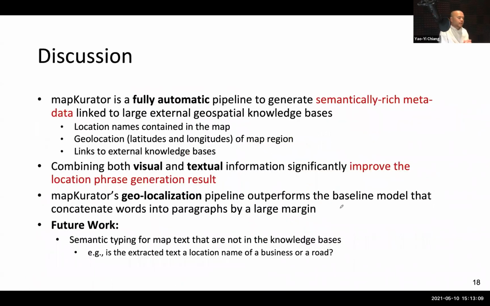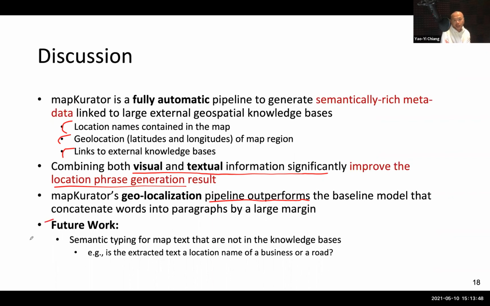So, in discussion, I showed you Map Curator is a fully automatic pipeline to generate semantically rich metadata linked to external knowledge bases. Map Curator can generate location names contained in the map, geolocation of the map region, and links from the map content to external knowledge bases. Map Curator combines both visual and textual information to significantly improve location phrase generation. Now we know Los Angeles should be Los Angeles. Map Curator's pipeline outperforms all the baseline models.